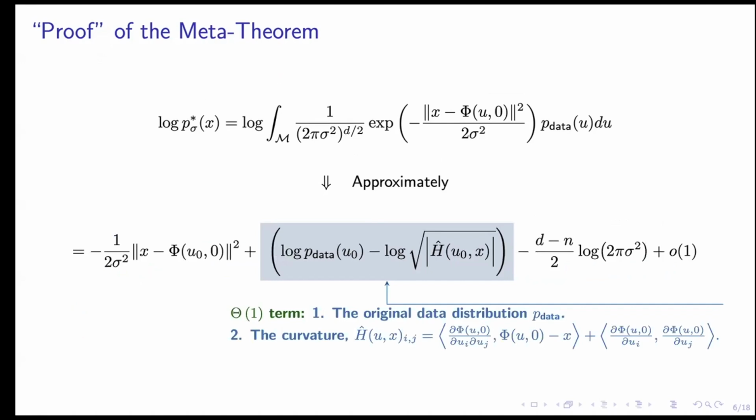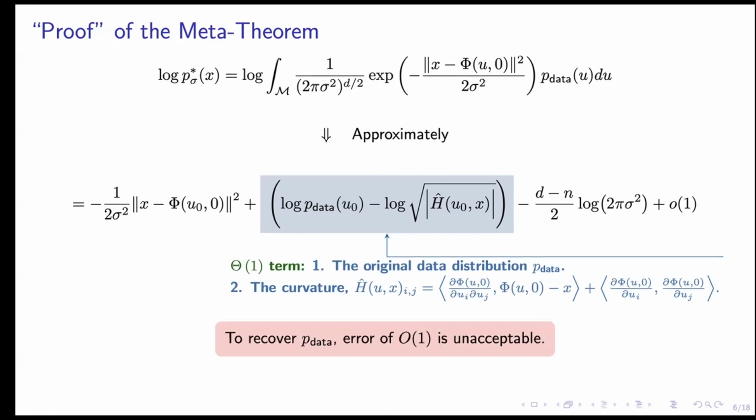In the order 1 term, the higher order term, we see that it includes the original data distribution P data as a curvature term. This implies that in order to recover your initial distribution P data, an error of order big O(1) is unacceptable. If you have an error that large, it can contaminate your P data and affect this term, and then you cannot fully recover your density.